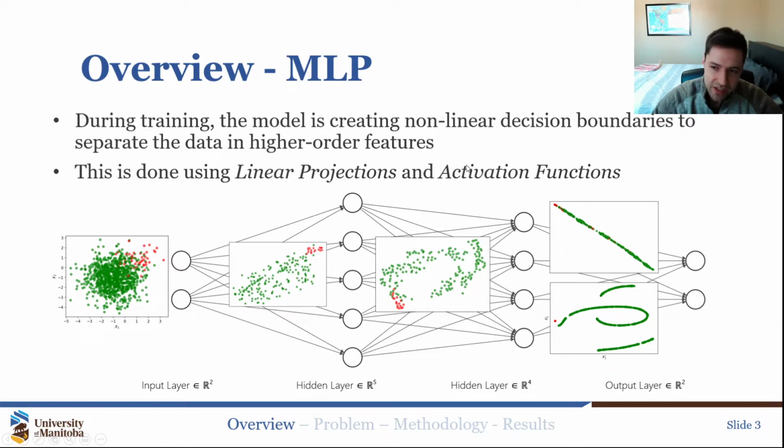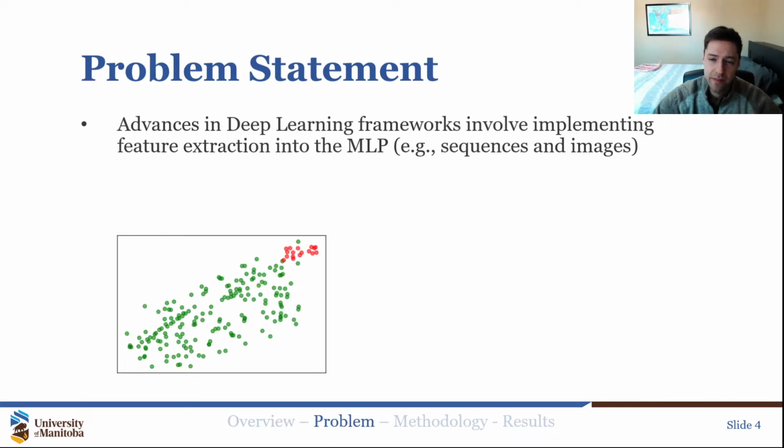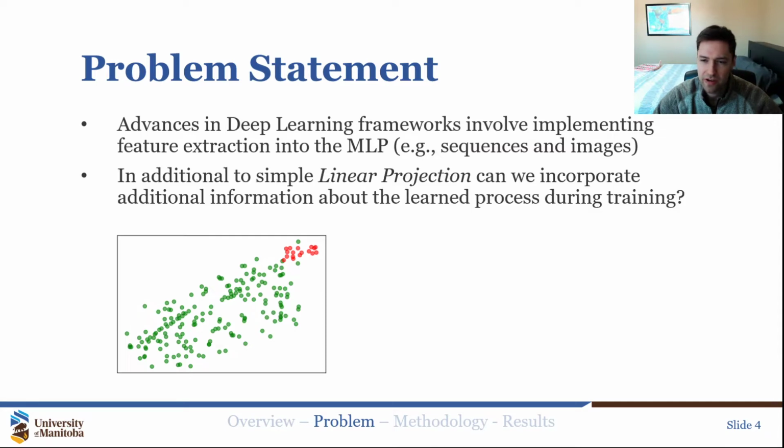And this is done through the combination of these linear projections, and the activation functions introduce nonlinearity to these models. So the problem statement. We can look at advances in deep learning, and we know that in deep learning frameworks, we're trying to implement some form of feature extraction. So whether you're looking at time series or at convolutional neural networks when it comes to images, the network itself is extracting the features. And that's because we're letting the model handle creating the features, rather than requiring the domain expertise to create them. Sequences and images are two popular examples.